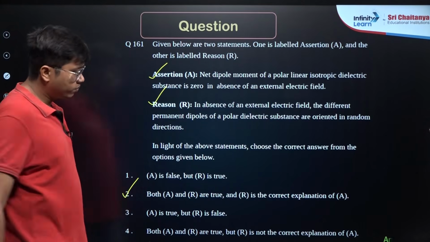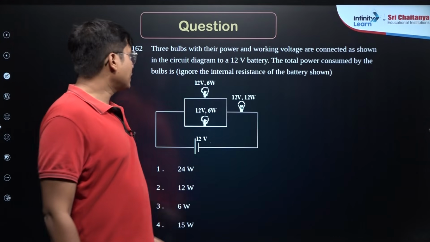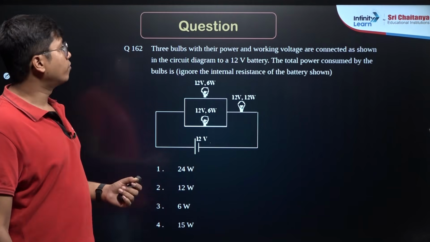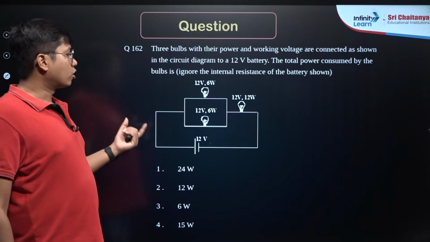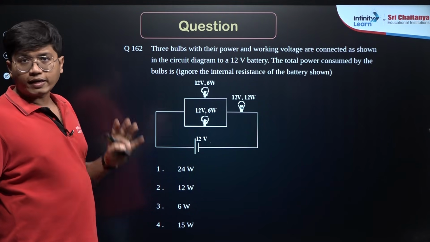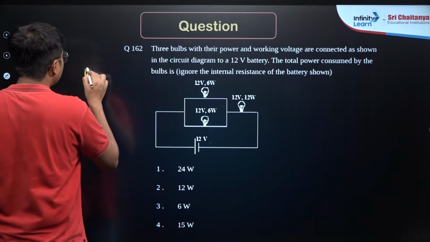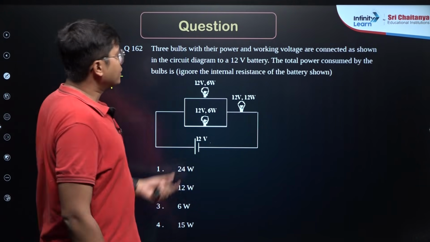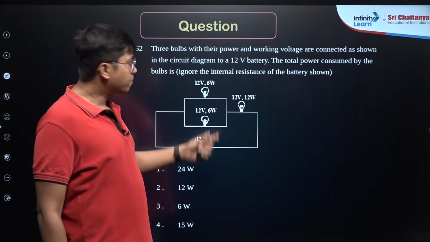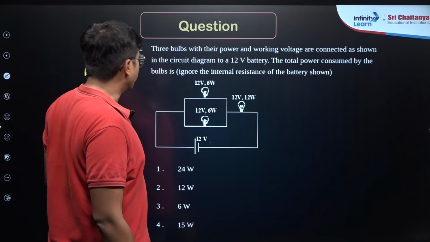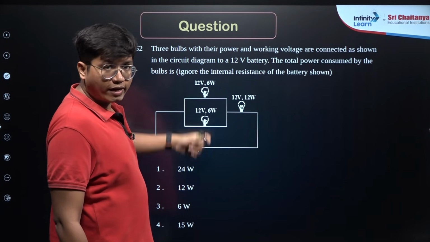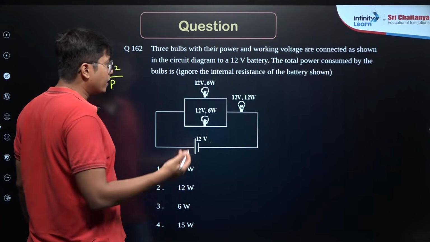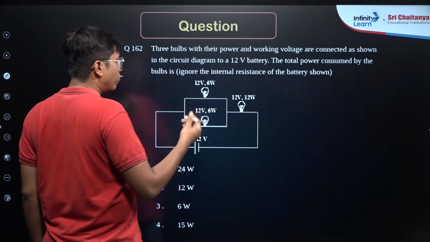It is option 2. This says there are 3 bulbs with their power and working voltages given across a 12 volt supply, the total power consumed. So find the resistance of each one. I know resistance is basically V square by P. If you do here, that is 6 square, 36 divided by, 12 square, 144 divided by 6, 144 divided by 6 is, I think, 24.